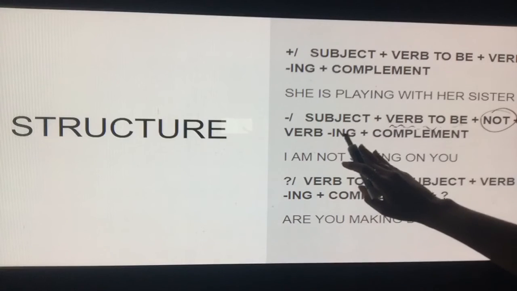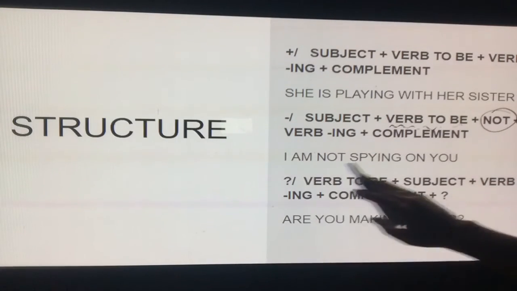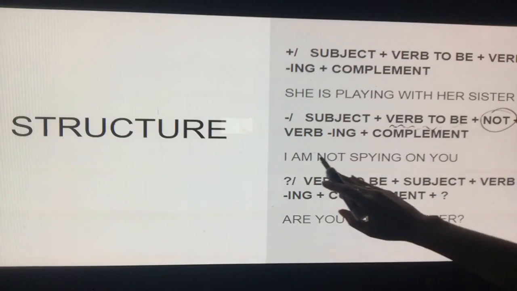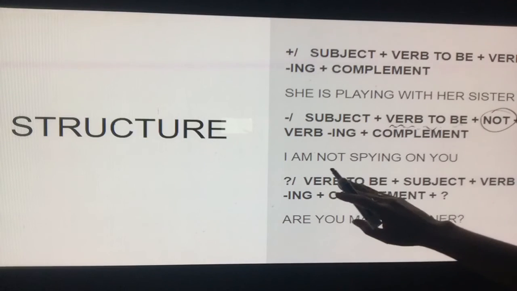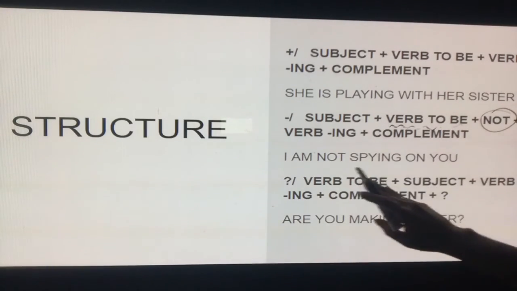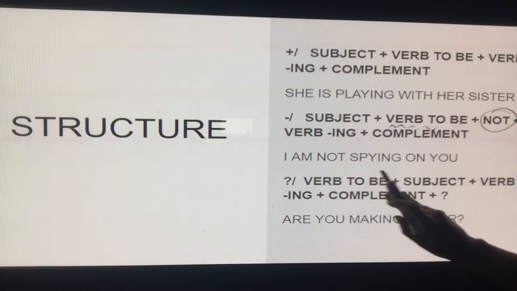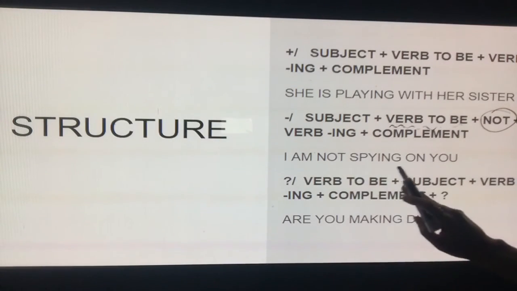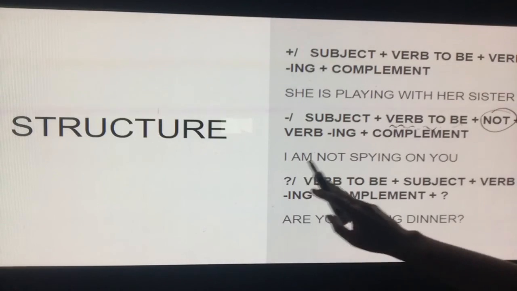En la negativa tenemos nuevamente el sujeto, el verbo to be que corresponde al sujeto y agregamos la negación. La negación se pone justo después del verbo to be, como podemos ver aquí. Después tenemos el verbo en ing que es spying, espiando, y después el complemento que es a ti, que es on you. I am not spying on you. Yo no te estoy espiando. ¿Sí? Entonces en este caso nada más recordar que cuando son negativas, la negación se agrega después del verbo to be.